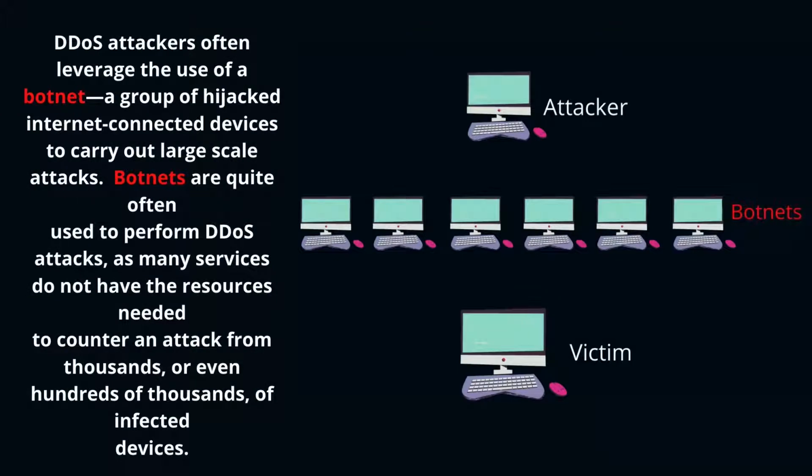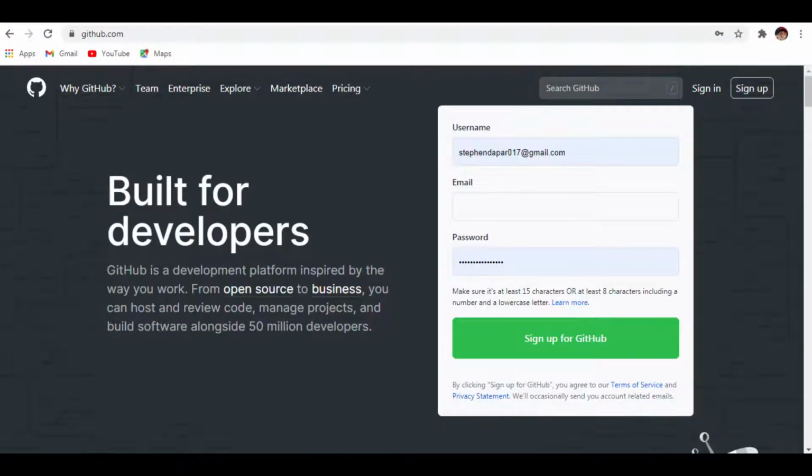DDoS attackers often leverage the use of a botnet, a group of hijacked internet-connected devices, to carry out large-scale attacks. Botnets are quite often used to perform DDoS attacks, as many services do not have the resources needed to counter an attack from thousands, or even hundreds of thousands, of infected devices. For example, one of the largest known DDoS attacks, at that time, targeted code hosting service GitHub in 2018.